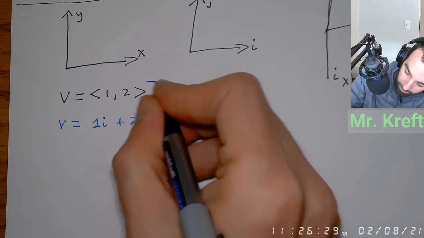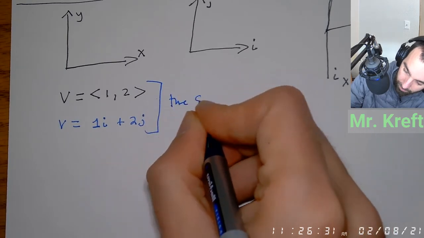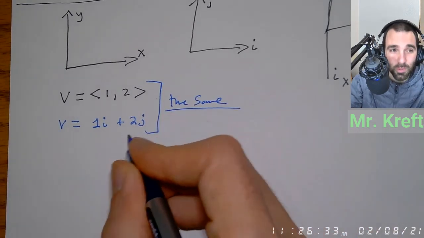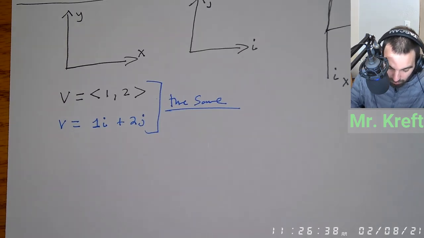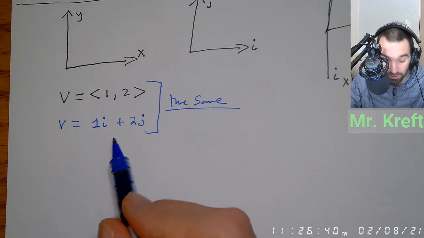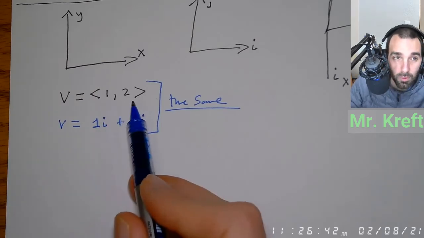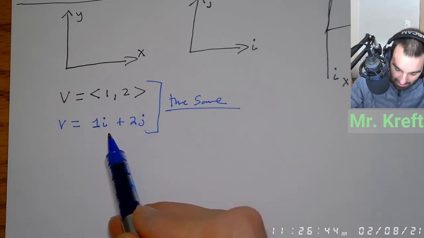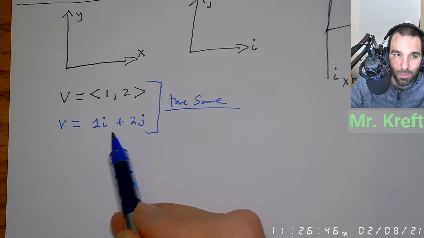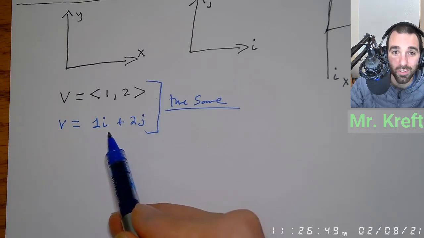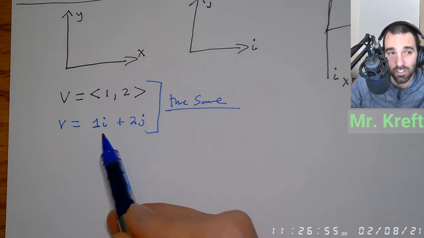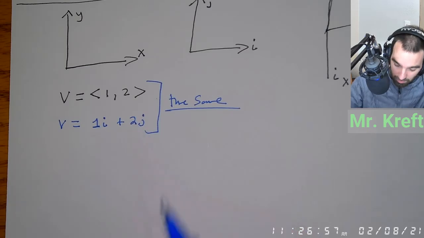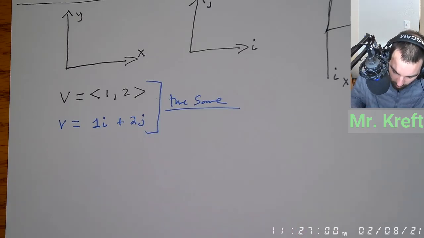Okay? So these are the same. You can see this one, though, is a little bit faster to write, so from now on, we're going to use this. This is called component form. Every book I've ever read calls this something different. I would just call this dimension form. I don't think that's an official name, but basically you're going 1 in the X direction and you're going 2 in the Y direction, okay?